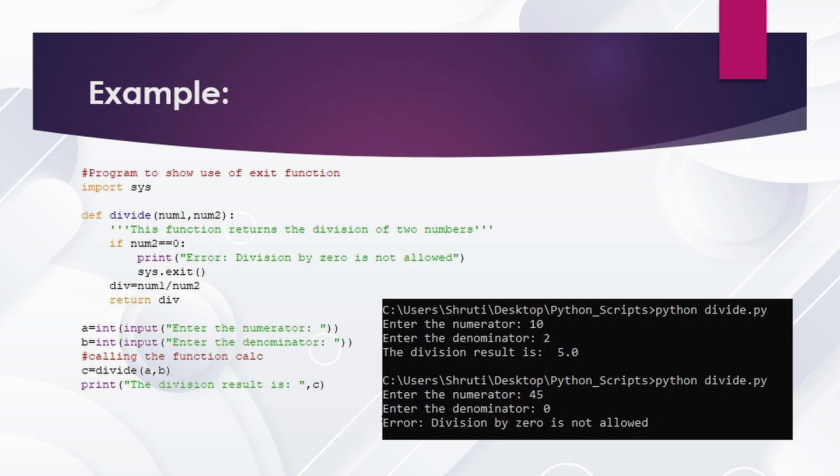In the output, we can see that for the first case, when the numerator is 10 and the denominator is 2, it performs the division and the output of the division is printed on the screen, which is 5. In the second case, when the numerator is 45 and the denominator is 0, it displays the error message and then uses the sys.exit function to terminate the program immediately.